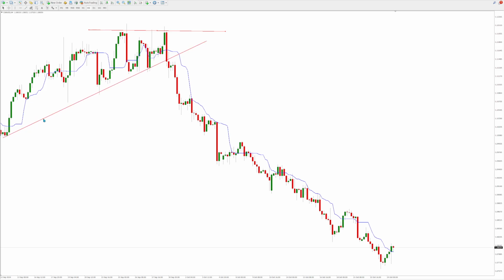Support along here, okay? Nice wedge pattern formation. We also have a triple top formation there. This resistance has been tested at least 3 times. So for me, it's strong. And we're going to look for a breakout to the downside, which is exactly what we get.